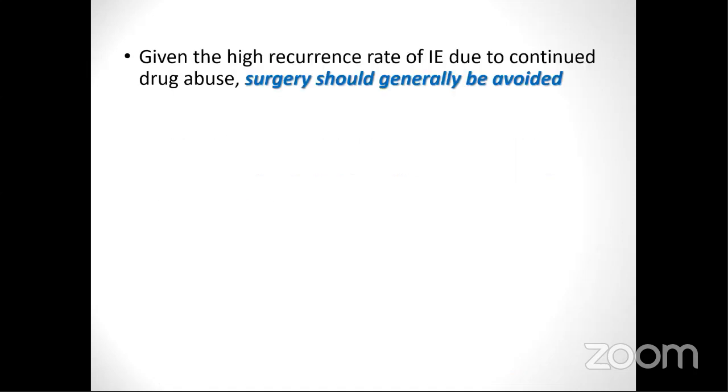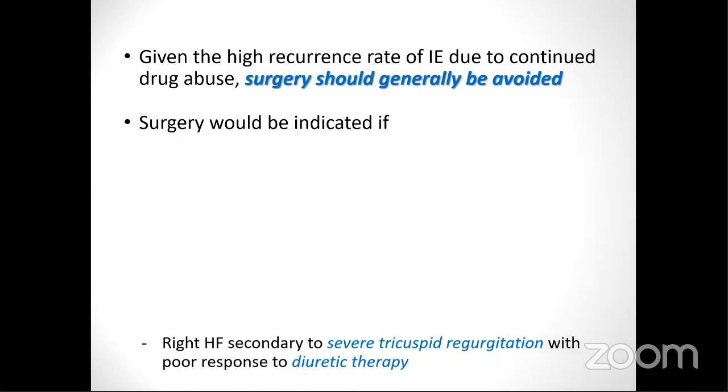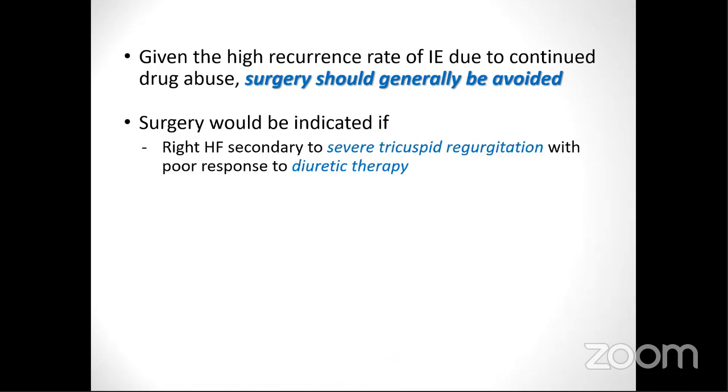Given the high recurrence rate of infective endocarditis in intravenous drug abuse and the relapse of drug abuse in these patients, surgery should generally be avoided if we can. Surgery would be indicated only if we have right-sided heart failure secondary to severe tricuspid regurgitation with poor response to diuretic therapy. So we have to start the trial with diuretic therapy first.